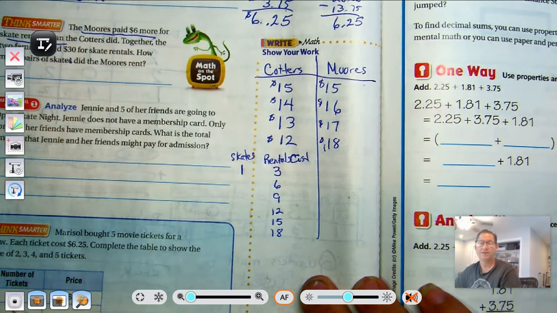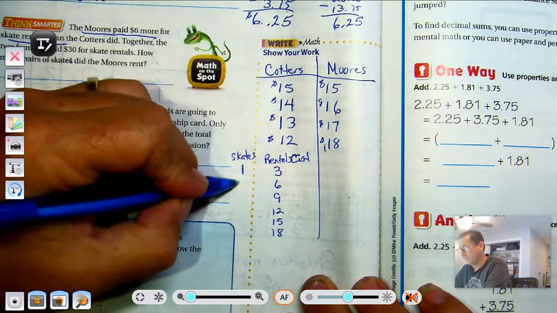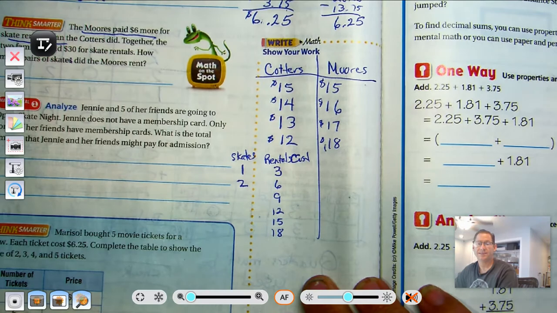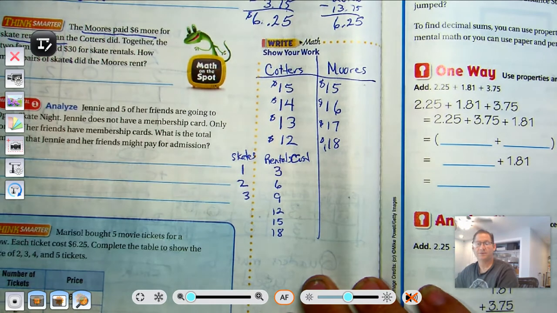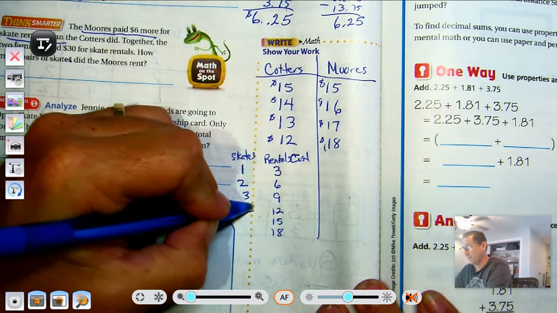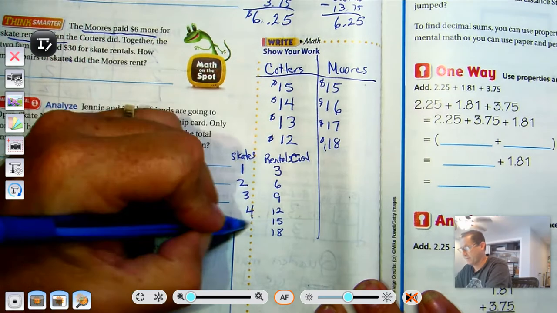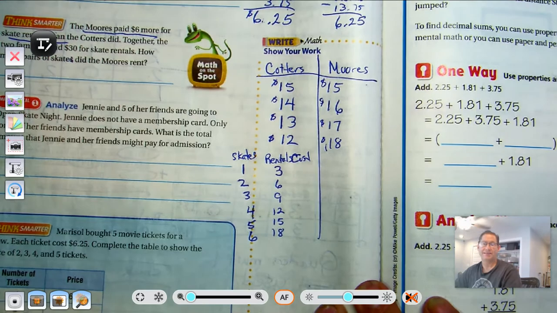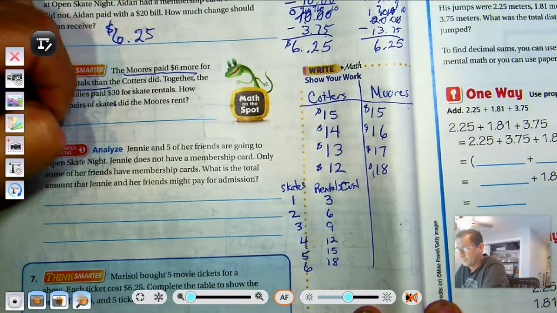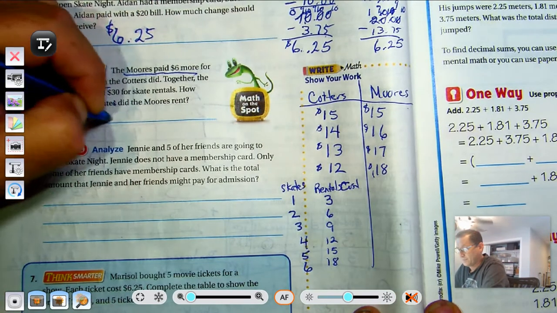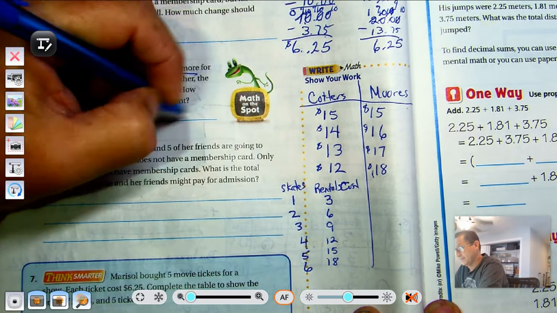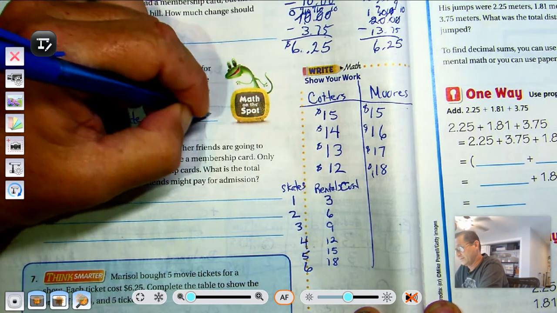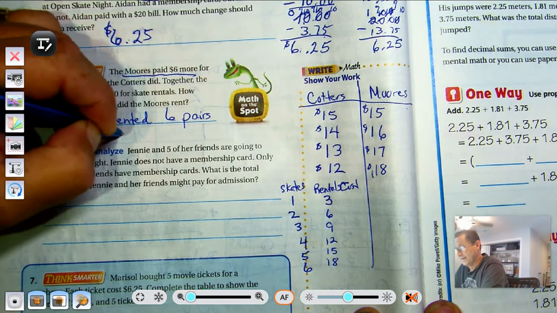Okay, if I buy one pair of skates, it costs me $3. If I buy 2 pairs of skates, it costs me $6. If I buy 3 pairs, it would be $9. If I buy 4 pairs, $12. If I buy 5 pairs, $15. If I buy 6 pairs, $18. So the Moores rented 6 pairs of skates.